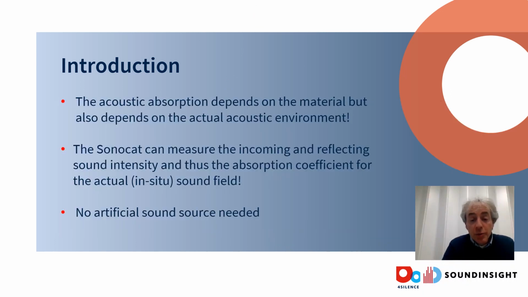So the acoustic absorption depends on the material, but it also depends on the actual acoustic environment. And this is where the Sonocat comes in, because the Sonocat can measure the incoming and reflecting sound intensity. It can thus measure the sound absorption coefficient in the actual in-situ sound field. So you don't need to use any artificial, well-known sound source or sound field. You can just use the sound that you want to absorb.